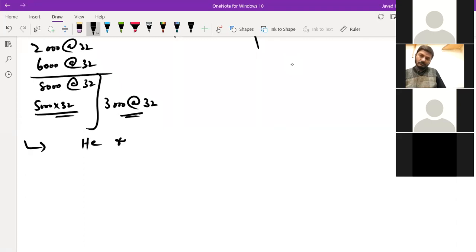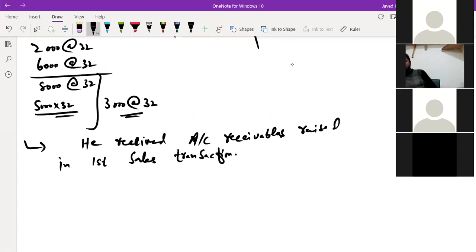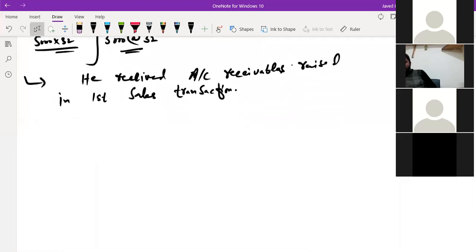He received the receivables, so write it as accounts receivable raised in the first sales transaction. First sales transaction, accounts receivable, he received. How would you record it? This is the account title, debit, and then credit.